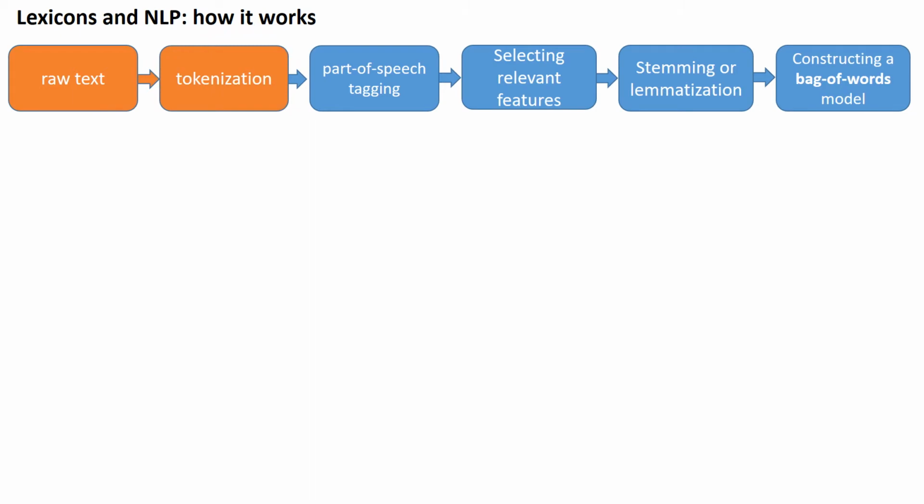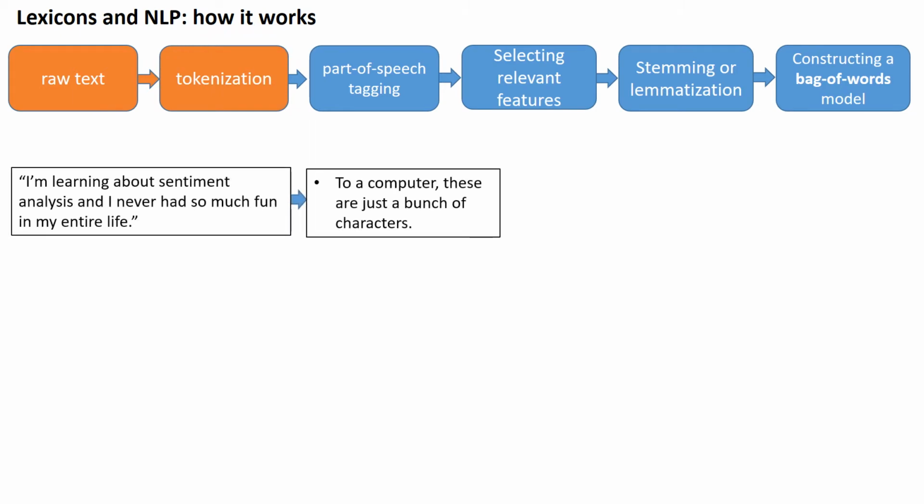So the first thing that you want to do is tokenize your raw text. Let's take a look at an example here. So you have the sentence, "I'm learning about sentiment analysis and I never had so much fun in my entire life." If you load this sentence into, let's say, Python or R or any other environment, these are just a bunch of characters. It doesn't have any meaning because a sentence doesn't have any structure.